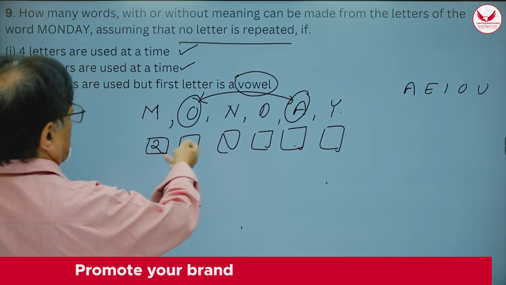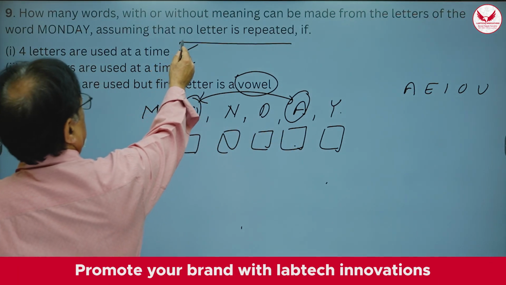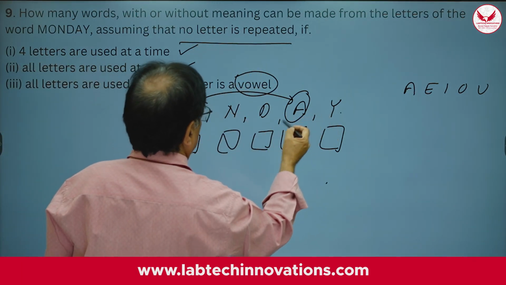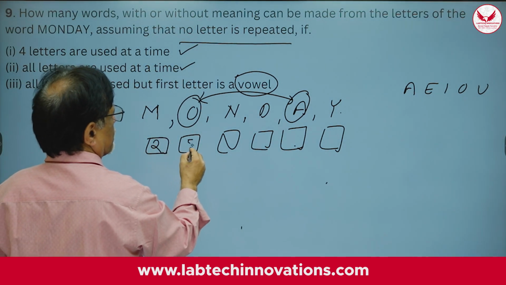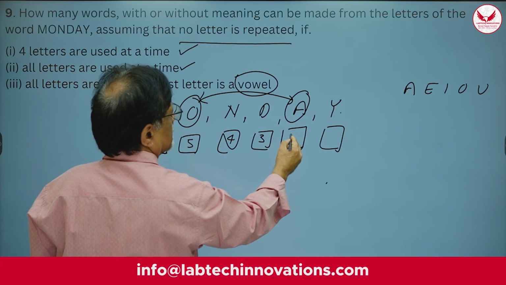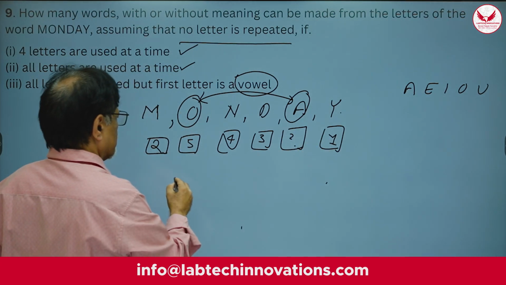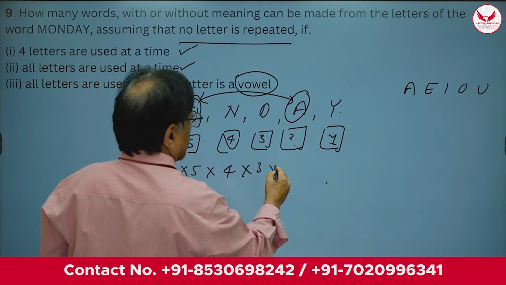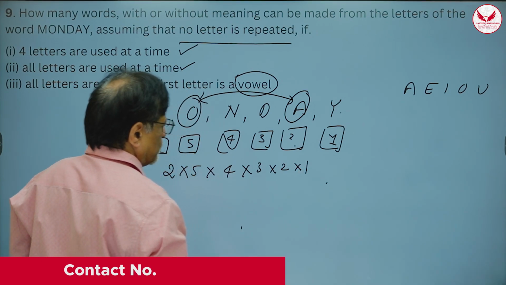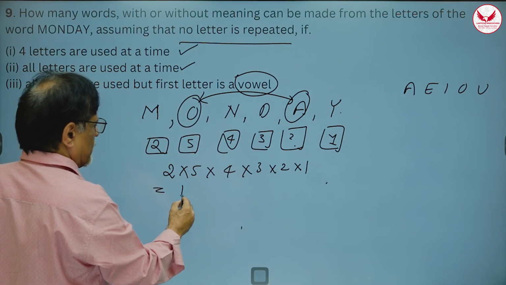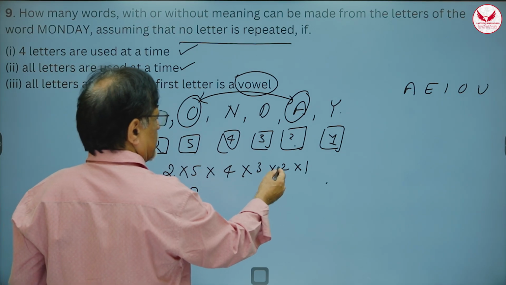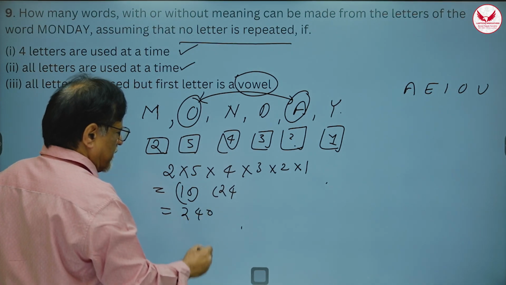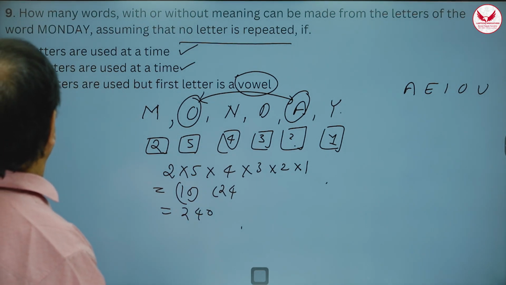And then there is no restriction except that no letter is repeated. So out of these 6 letters, one is gone. So here it is 5, 4, 3, 2 and 1. Correct? So the answer is 2 multiplied by 5 multiplied by 4 multiplied by 3 multiplied by 2 multiplied by 1, which gives you what? 10, and this is 6 multiplied by 4, that is 24. So the answer is 240. Okay, so that is the answer to the third question.